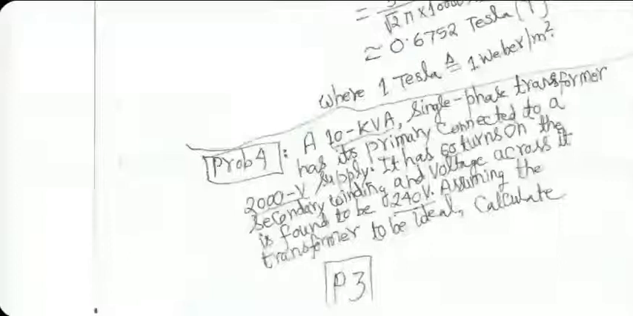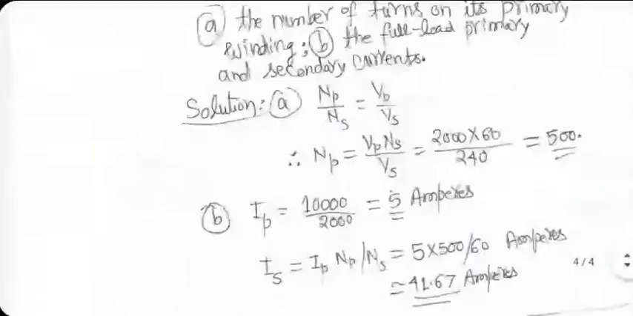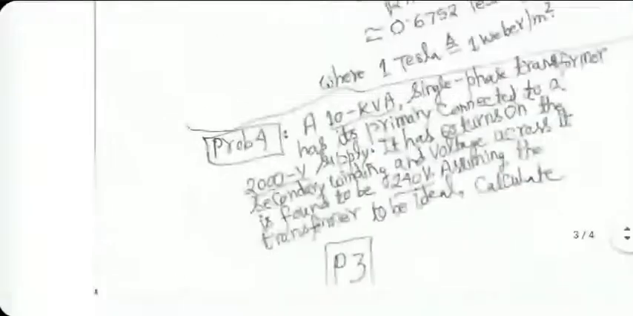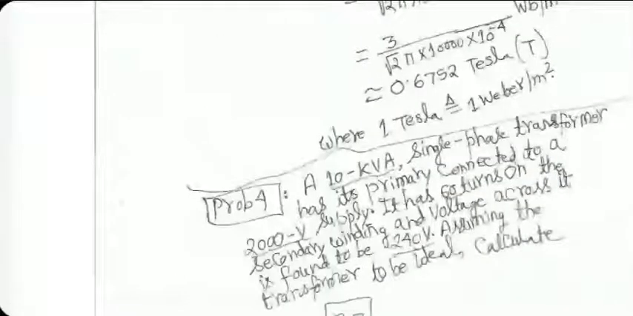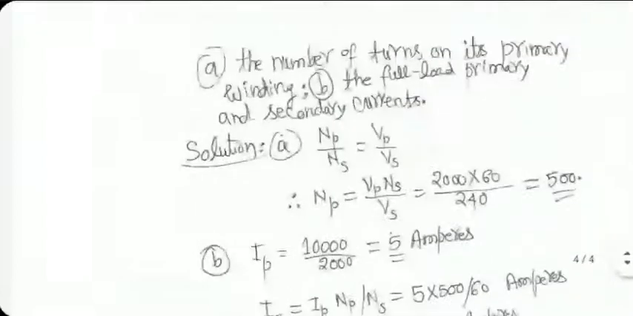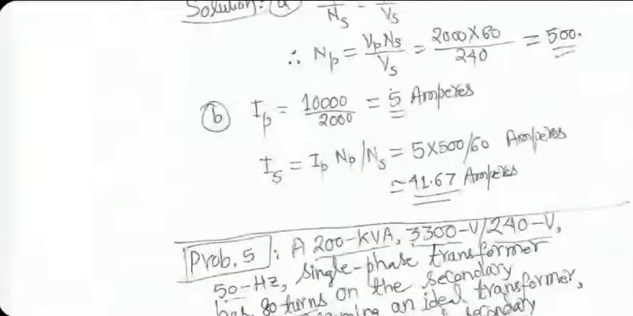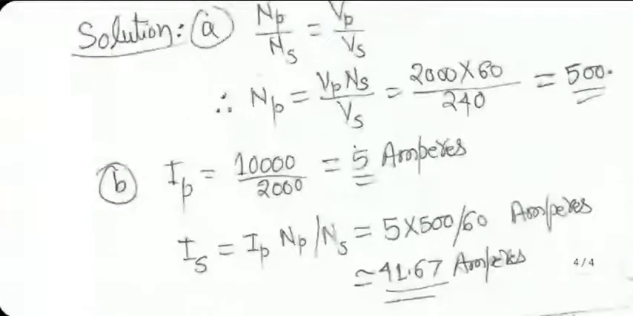It's a lossless case, so power factor is 1. For calculating the primary full load current, you divide 10 kVA by 2000 V. We have done that in other problems also. That gives you 5 amperes. And for calculating the secondary current, you divide 10 kVA by 240 volts. Or you can use this formula, which I have done here. You know turns ratio also. So based on that also, you can calculate the secondary.